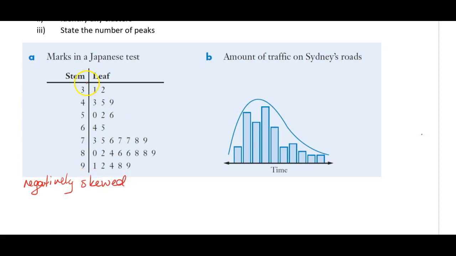Right, because it's as though it's being pulled on at the low end, at the negative side, or the smaller side. Negatively skewed, smoothness. Don't worry about it for the time being.